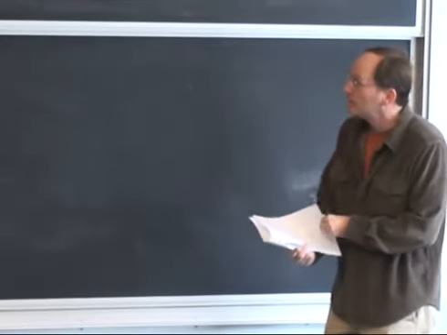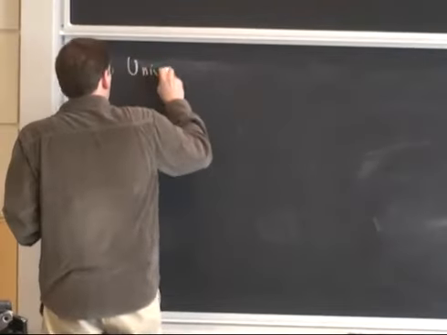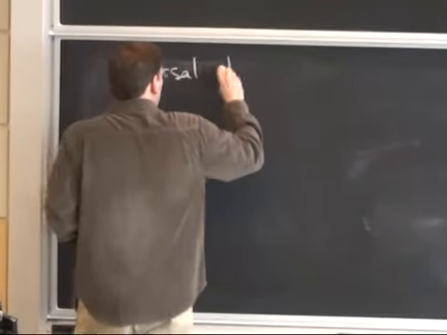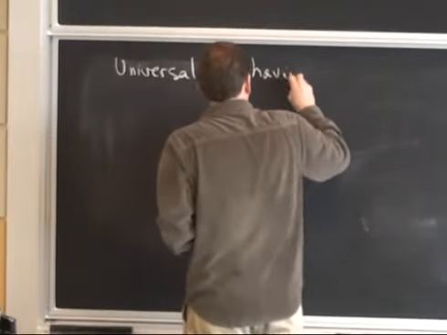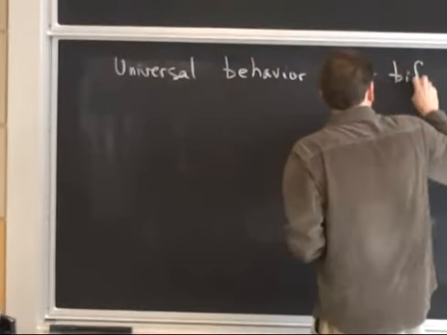But okay, now back to the table though. So the universal behavior that I wanted to just list is universal near bifurcations of cycles.